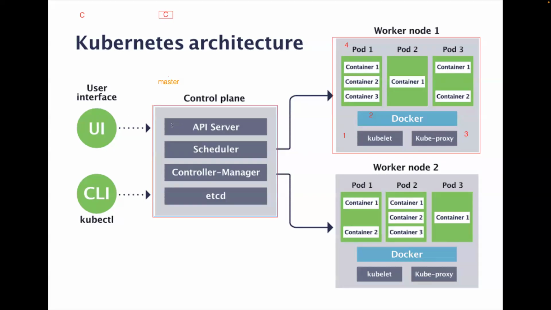See, these are the components you have, which is API server, scheduler, controller manager, and the etcd, right? So these are the different components you have in a control plane. And control plane means master. API server is called the core component or the major component of your control plane, right?